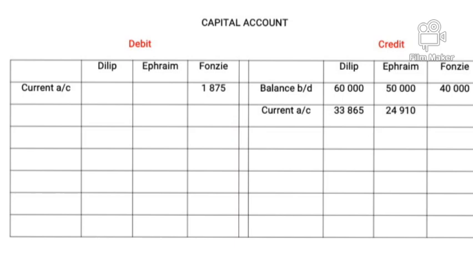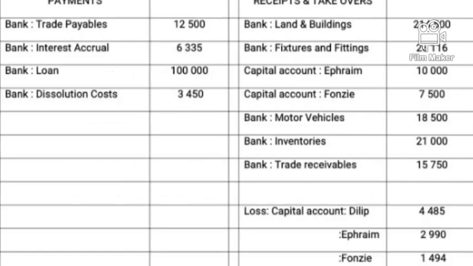Then the current account of Fonzie, the one in bracket, is representing a debit current account. So I'm going to debit it in the capital account, under the column of Fonzie. So I'm going to write 1,875 under the column of Fonzie. So after recording the current accounts, you have to look at the realization account. Each and every entry in the realization account must be posted to the capital account in order to complete double entry, right?